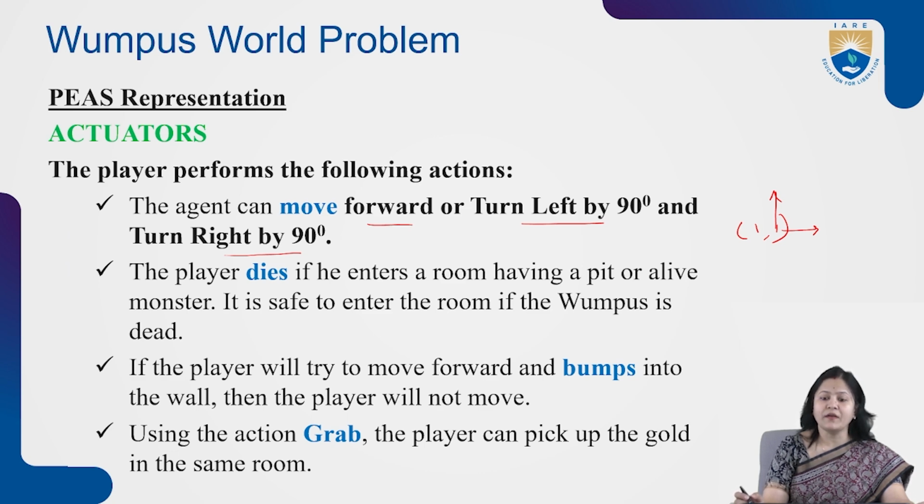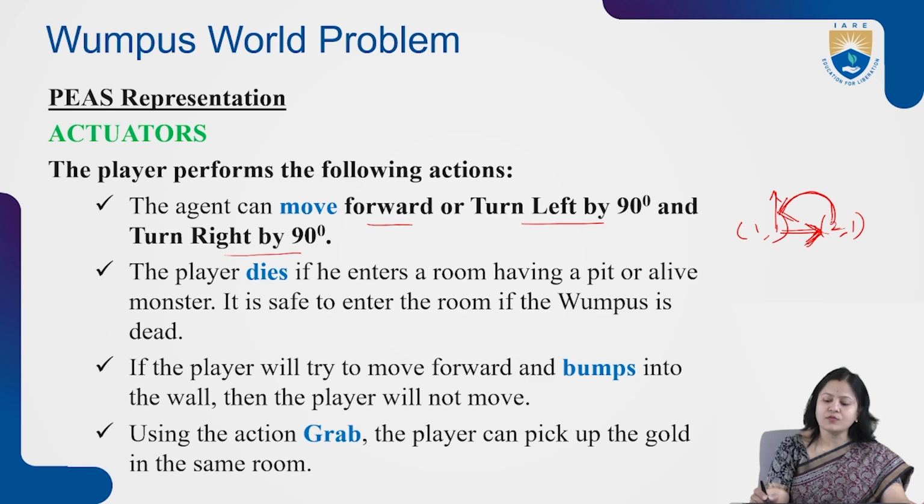Now, turn left by 90 degrees. Suppose after reaching the 2-1 location, he feels some unwanted situation, or he may feel a breeze or a stench, then he may not move further. To save himself, he may turn back to his original position. If he moved forward towards the right, then he has to move back by turning left by 90 degrees. This is called turning left by 90 degrees.